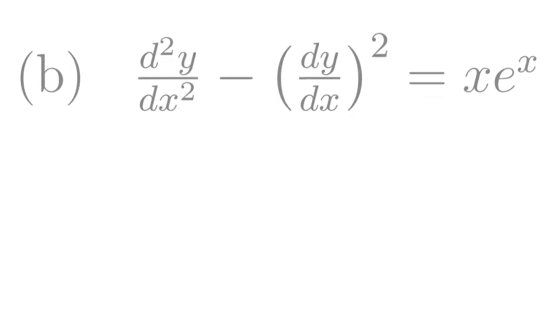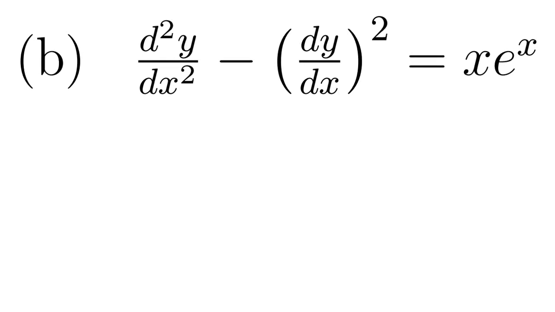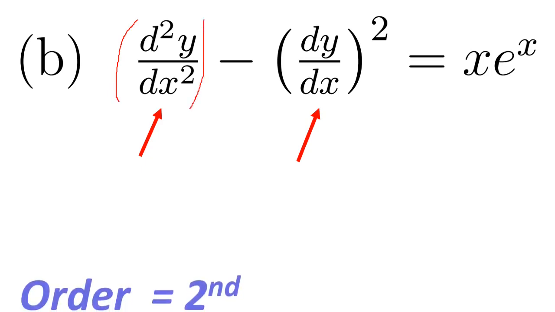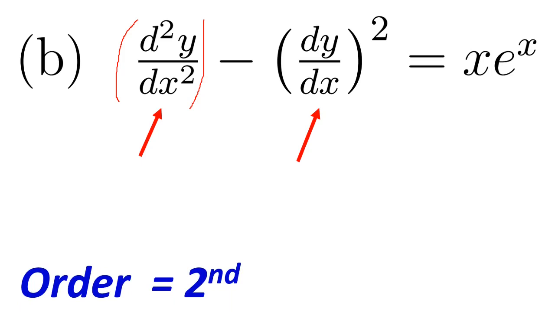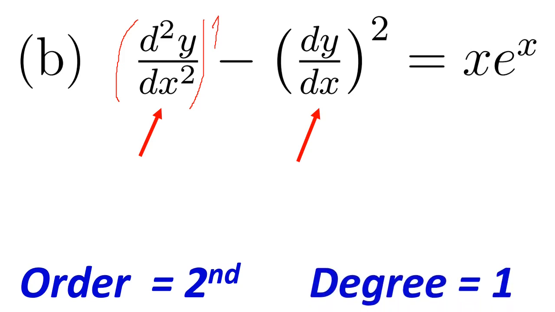For B, we observe that we have this derivative and this other derivative, but the highest derivative is the second derivative, which is this, and hence this differential equation is a second order differential equation, and it is having degree 1 because the highest derivative is raised to the power 1.